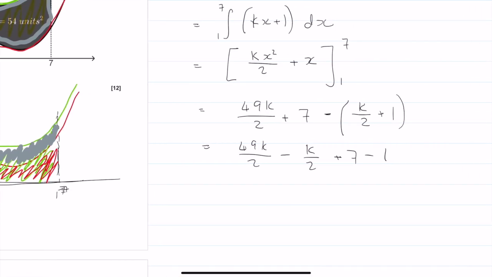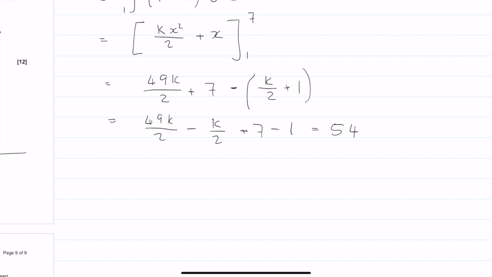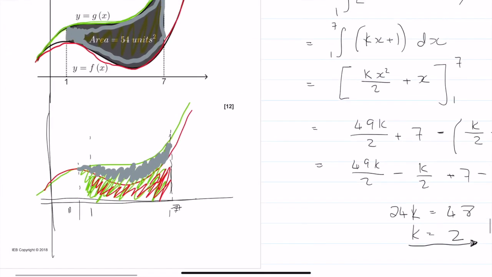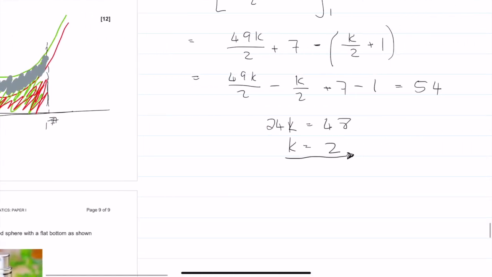Which is equal to our area, which is 54 units, from the question. Now 49 over 2 minus 1 over 2 is 24, so 24k is equal to 54 minus 7 plus 1, which is 48. That means k is equal to 2. Not too bad. So k is equal to 2, which was what we wanted to find. K needs to be rational, and 2 is a rational number. So that is the answer.